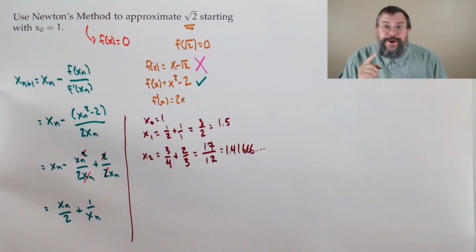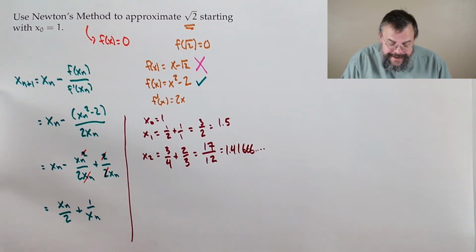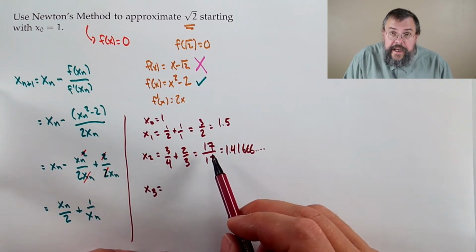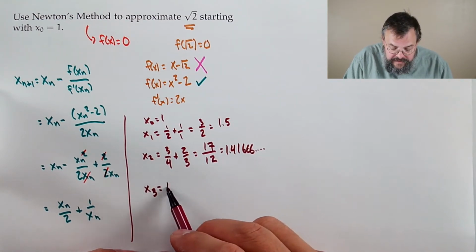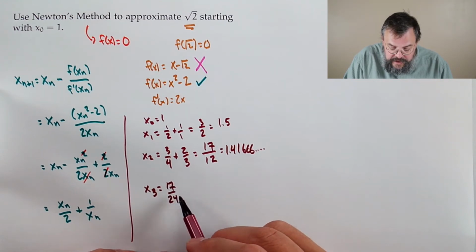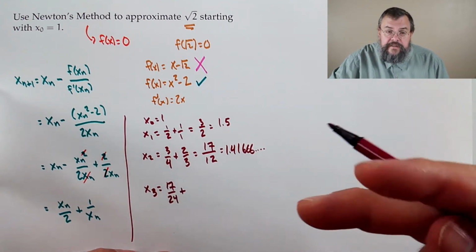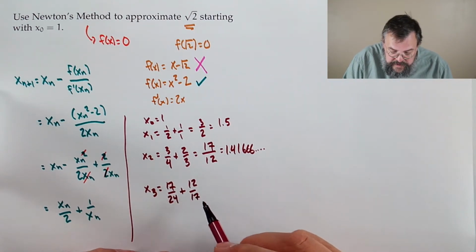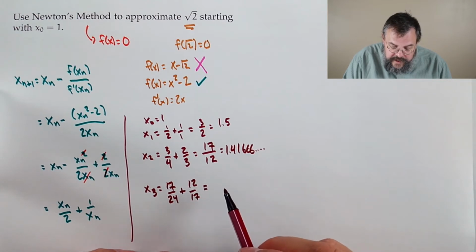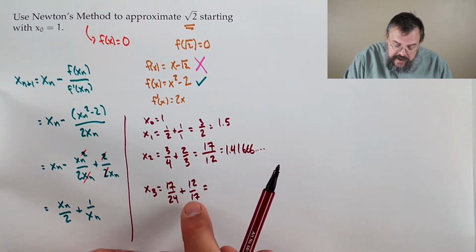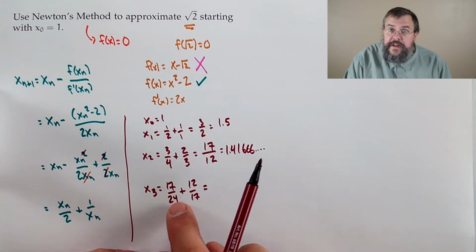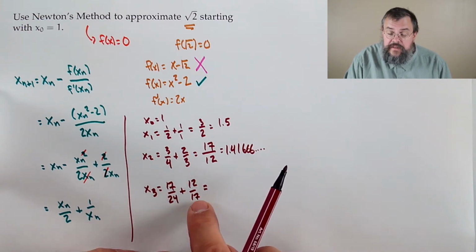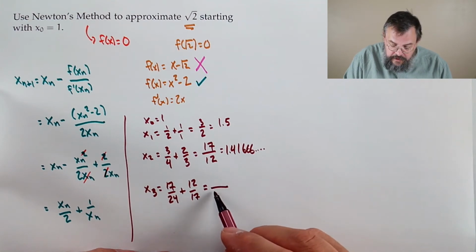All right, let's go one more. Why not? What would x3 be? Well, current guess divided by 2, that would be 17 over 24, plus, take the current guess and flip it over, 12 over 17. Now, 24 times 17, well, 20 times 17, that's not so bad. 2 times 17 is 34. Then add a 0, 340. 4 times 17 is 68. So that would give you 408.